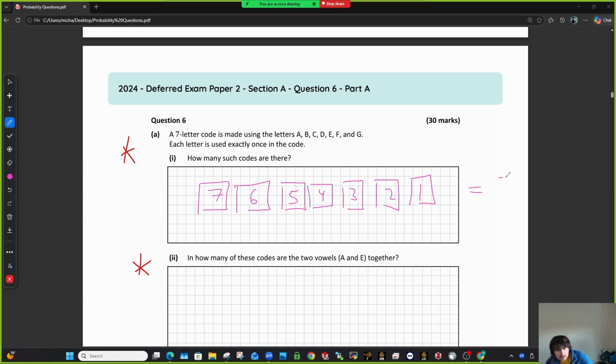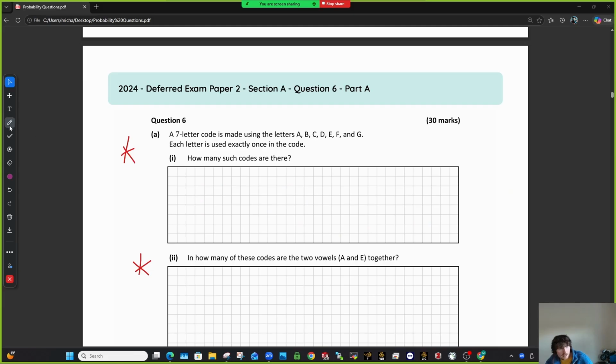Now we should all know that that's 7 factorial, because when you multiply from 7 down to 1, the boxes multiply together, obviously. So 7 factorial in our calculator. So that says there's 5040, and it's got units of codes, okay? So that many codes.